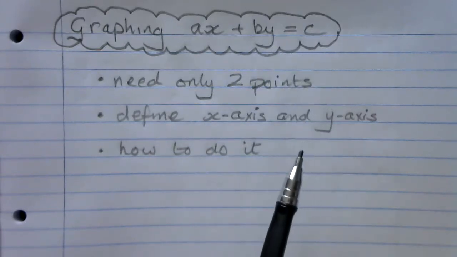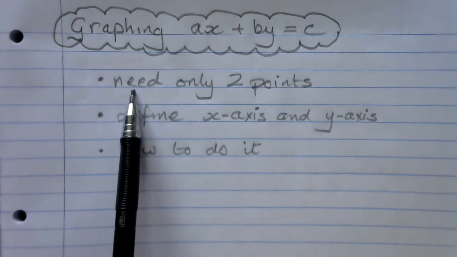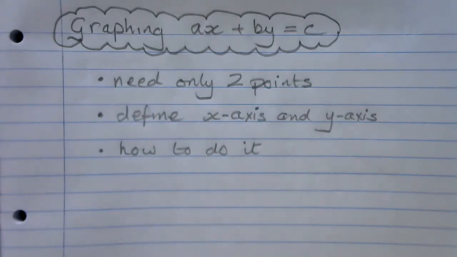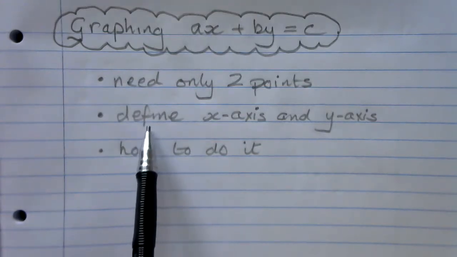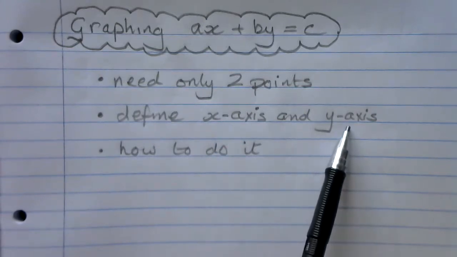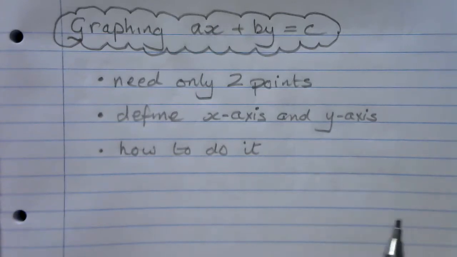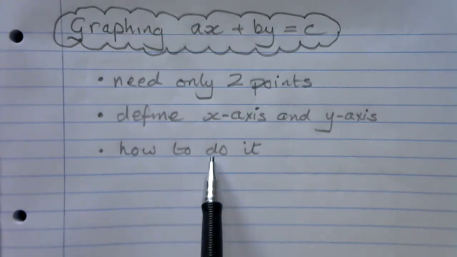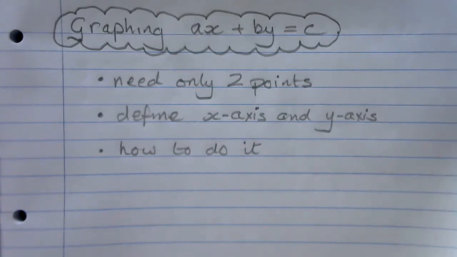Now the important things to know, we only need 2 points in order to uniquely define a straight line. We're also going to define the x-axis and the y-axis in mathematical terms, and of course you don't want to just listen to me, so we're going to have a look at a quick example how to do it. So let's get on with it, shall we?